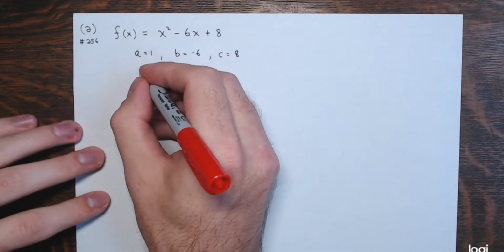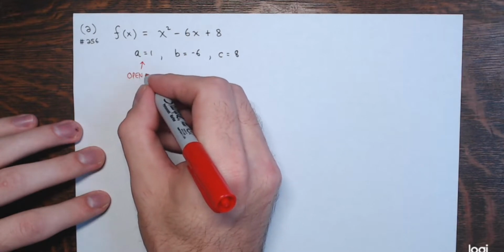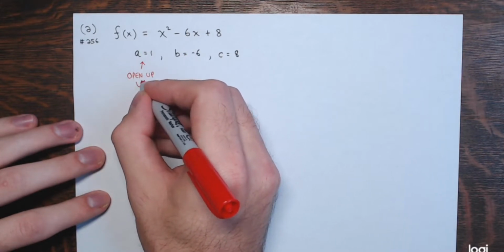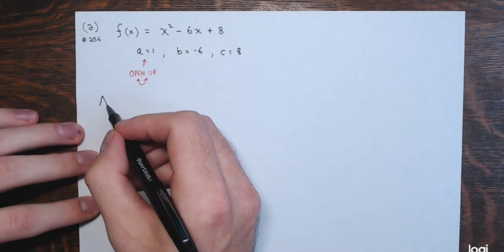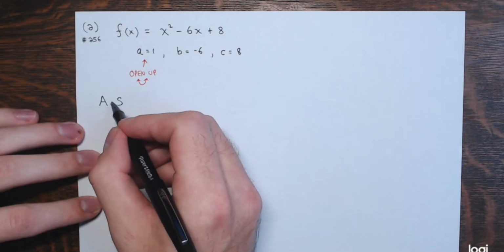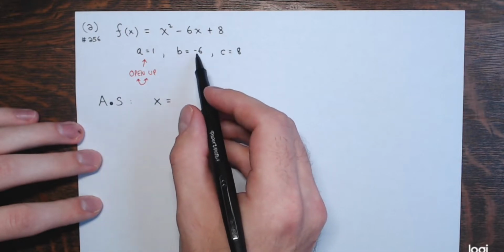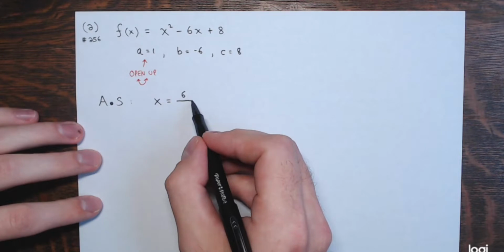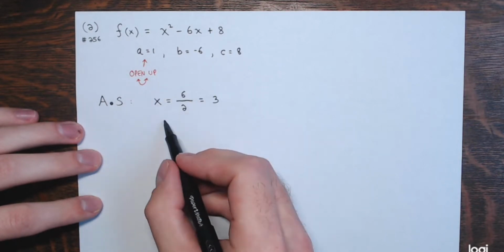The lead coefficient is positive, so this parabola is going to open up again. Just making that note to myself, so when I graph it later, if it's not opening up for some reason, then I know I did something wrong. The axis of symmetry, AOS, is x equals the opposite of b, which would be positive 6, divided by 2 times a, which would be 2. x equals 3.